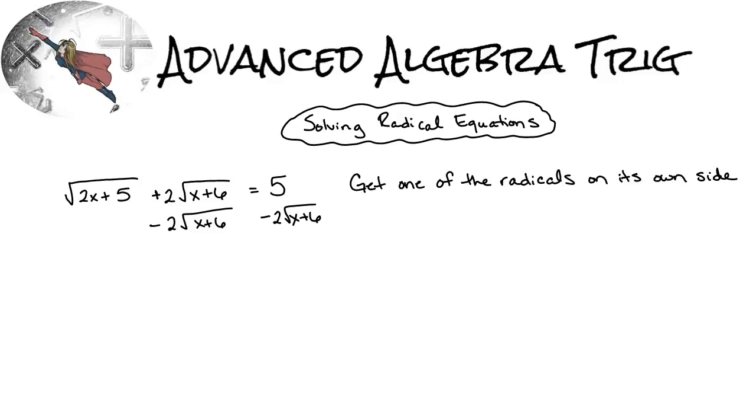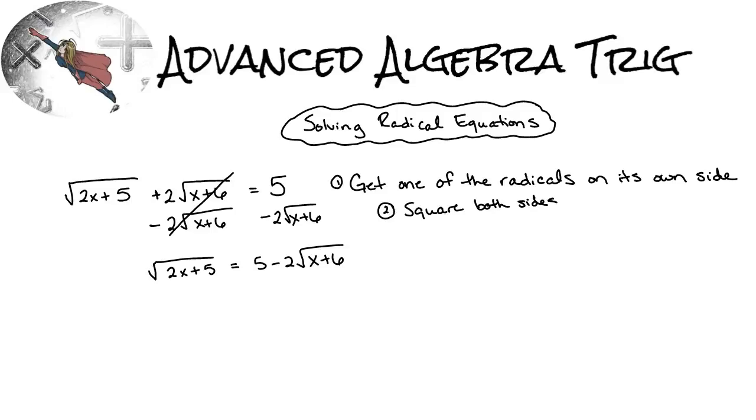Now you can't actually subtract those two things, but you can rewrite it. So radical 2x plus 5 is still over here, equals 5 minus 2 radical x plus 6. So that's step 1. Now step 2 is to square both sides. If they were cube roots, you would cube both sides, but they're not, so we'll go squared, squared.